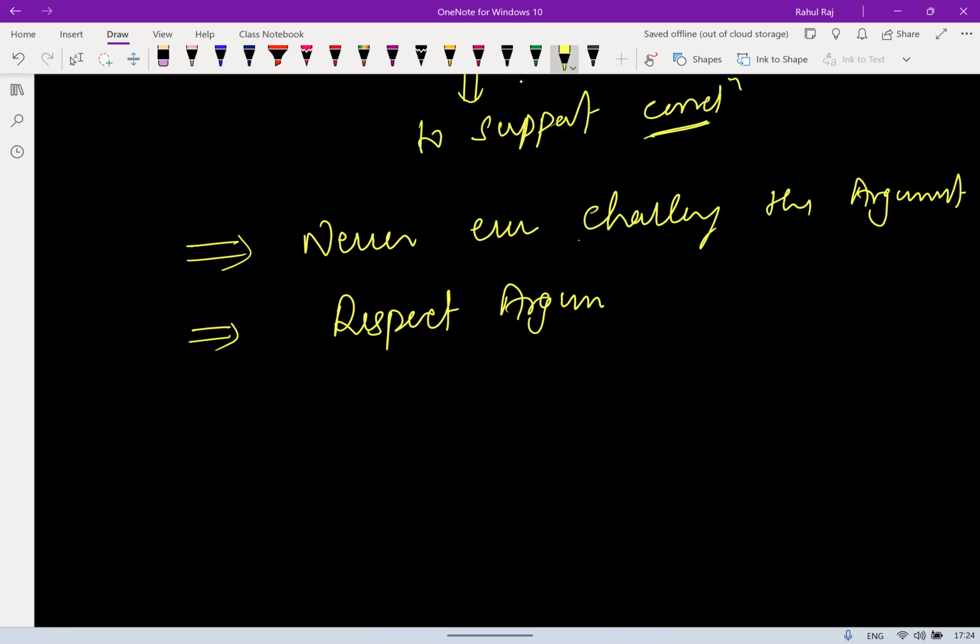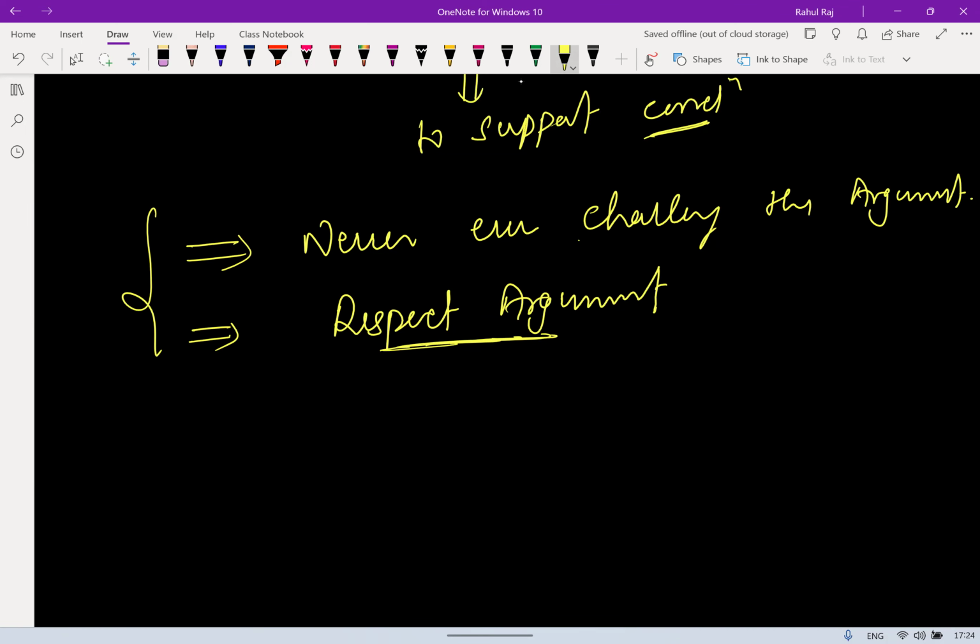What do I mean by saying these two statements? Can anyone tell me, please? What do I mean by this? That never ever challenge the argument and never support it, that means respect the argument. What exactly do you mean by this? I think you are saying that whatever information is given, you have to accept that information. Simple.